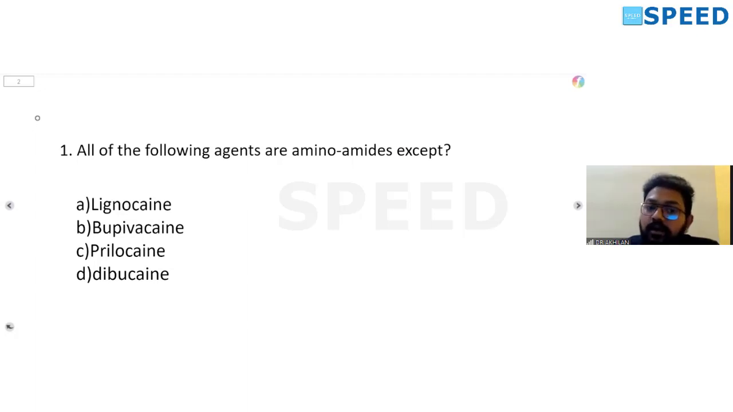The question is, all of the following agents are aminoamides except: lignocaine, bupivacaine, prilocaine, and bubocaine. I'll repeat the question. All of the following agents are aminoamides except lignocaine, bupivacaine, prilocaine, bubocaine. This is a tricky question. I'll give you the answer first. The answer to this question is bubocaine.